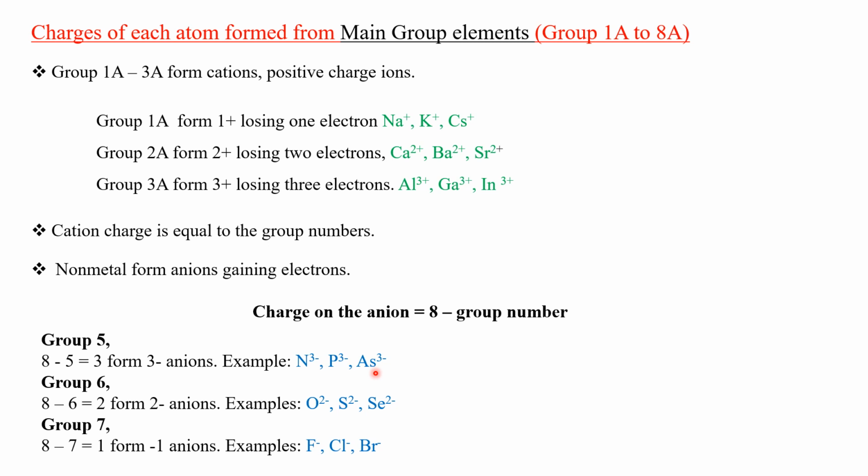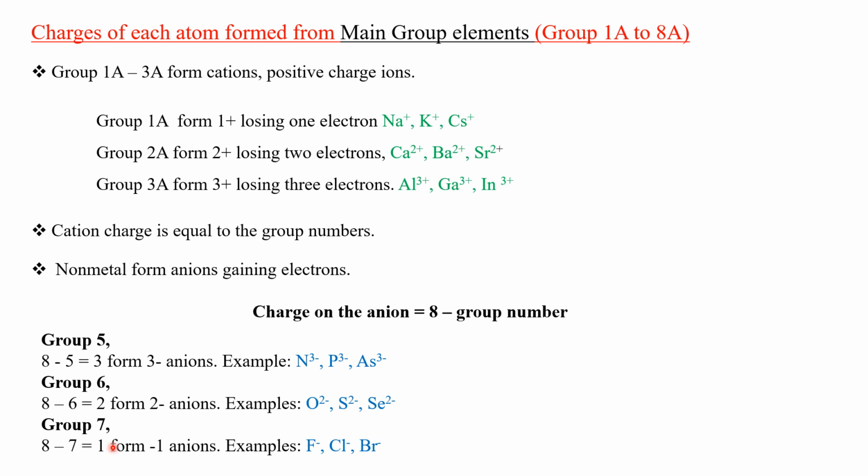Note the ide ending. Let's apply group 6. Group 6, 8 minus 6 is 2. Then all the group 6 non-metals form negative 2 anions: oxide, sulfide, selenide, with the ide ending. Same for group 7. 8 minus 7 is 1. They form 1 minus anions. Fluoride, chloride, bromide, iodide. They are always 1 minus.